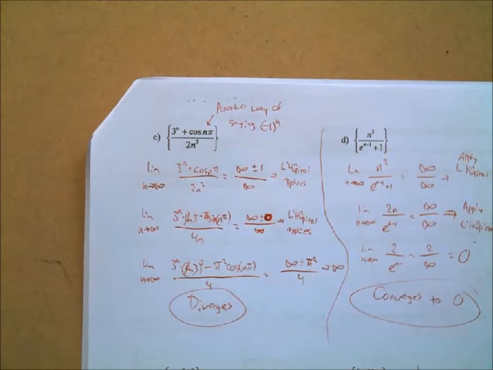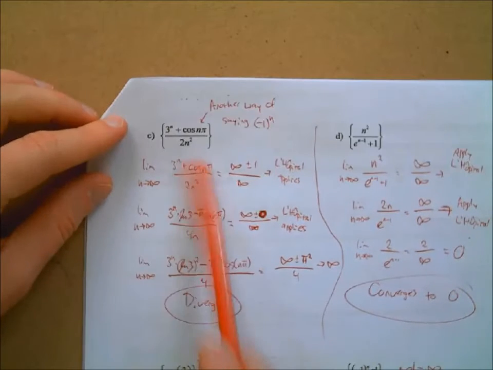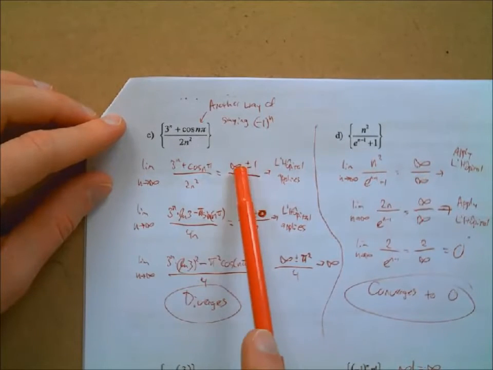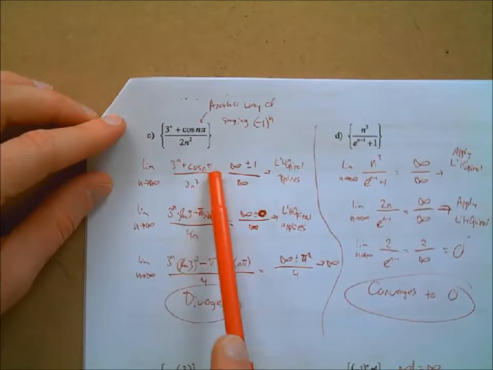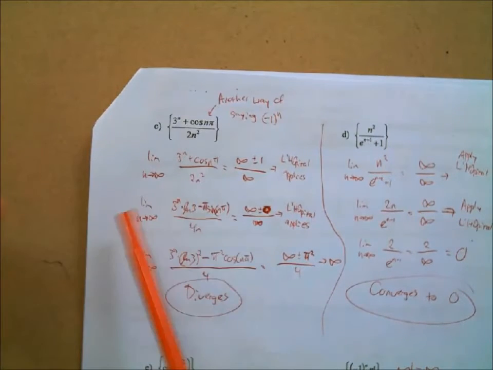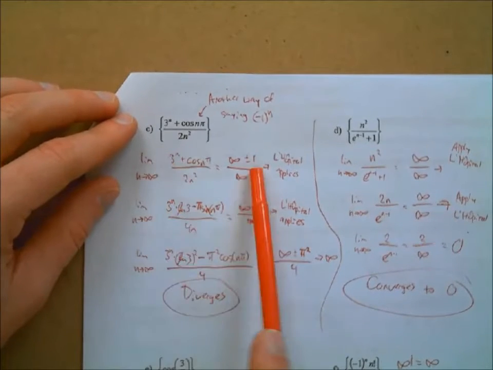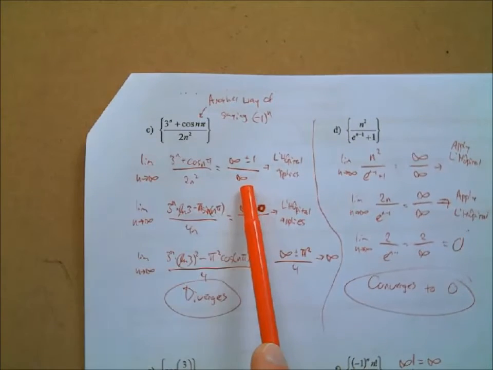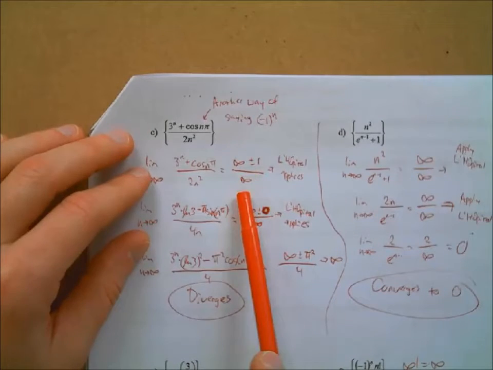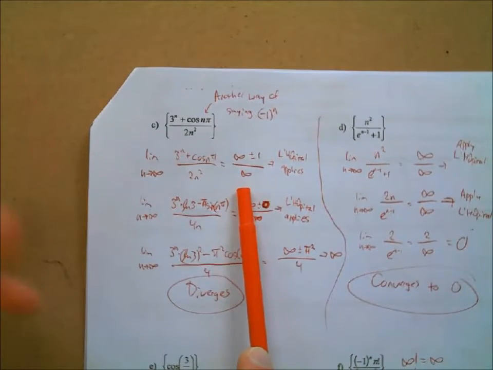Okay? So when we go to do our limit here, we end up with infinity plus or minus 1, because that cosine n pi is going to be positive or negative 1 in either case. So we're going to go to infinity for the 3 to the n. And then over 2n squared, that's also going to go to infinity. And so we have infinity plus or minus 1 over infinity. That's indeterminate. L'Hopital's rule applies. So we take the derivative here.